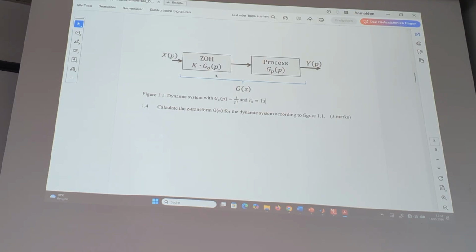Use the method of partial fractions in order to have the terms that you need with this translation table in the appendix. And then you can do the direct translation of the individual terms. And finally, with the help of the translation table in the appendix, you have the Z transform G of Z of the total transfer function.